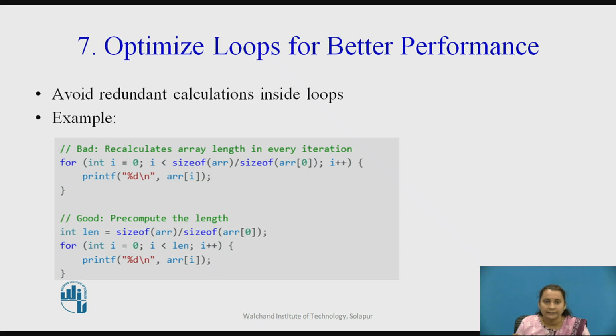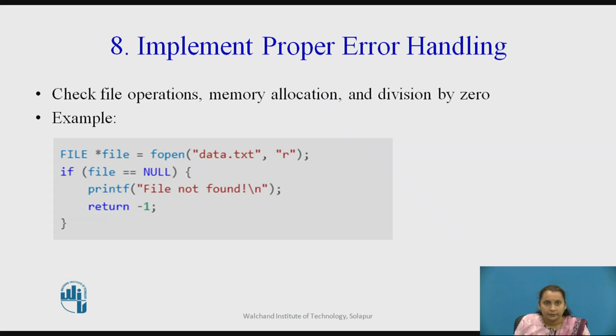Instead of that, sizeof should be calculated beforehand. Further on we can see int length equals sizeof array divided by sizeof array of 0. So length is calculated once, and in the iteration that value is used. The recalculation, the same calculation again and again, is avoided, so the execution time will be less, and we are optimizing the loop.